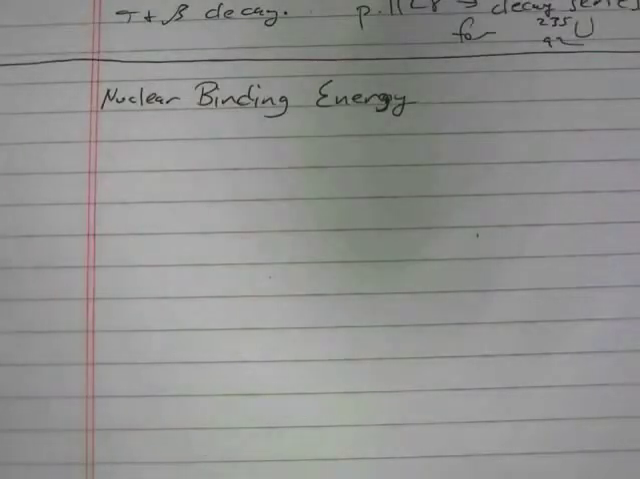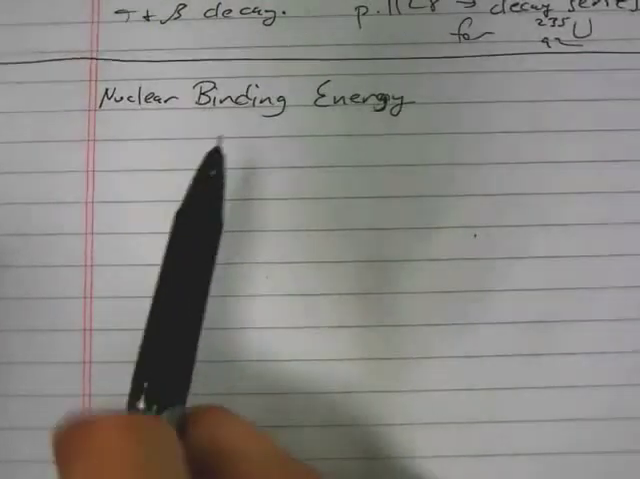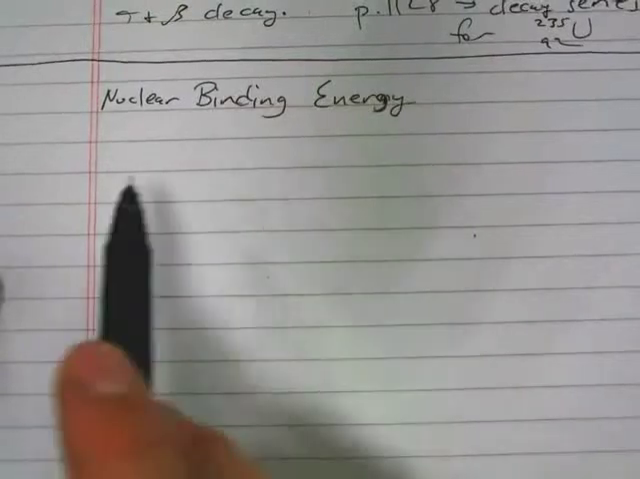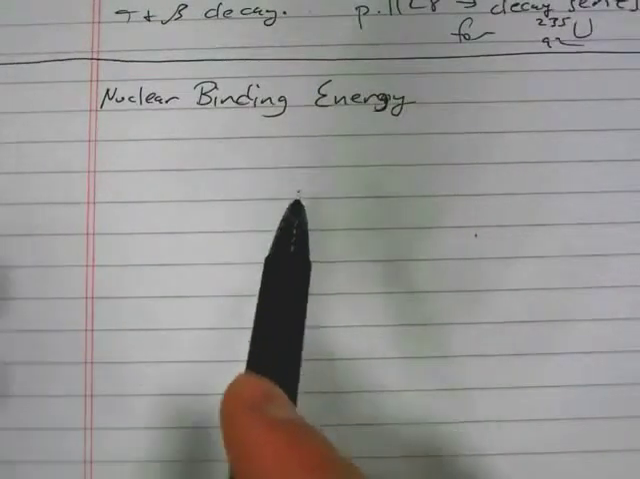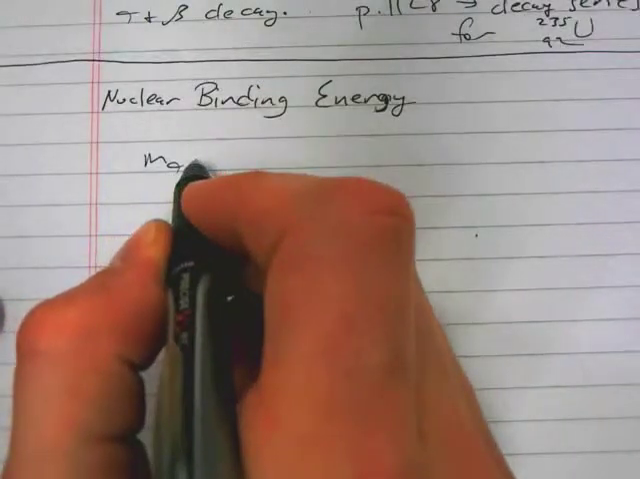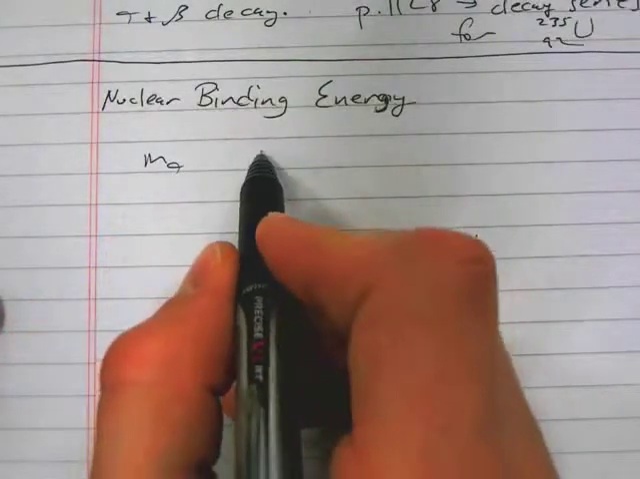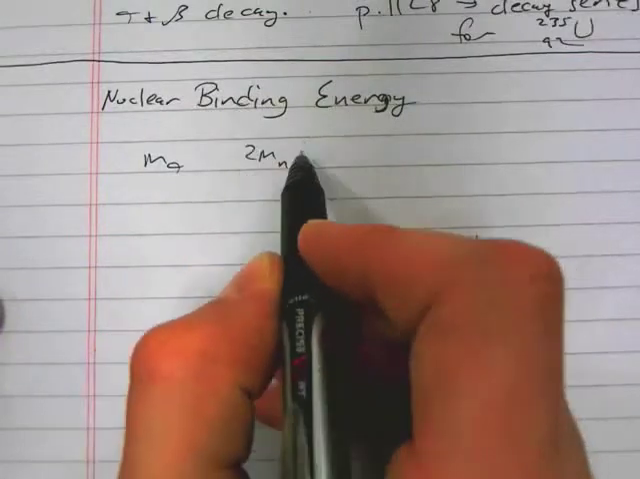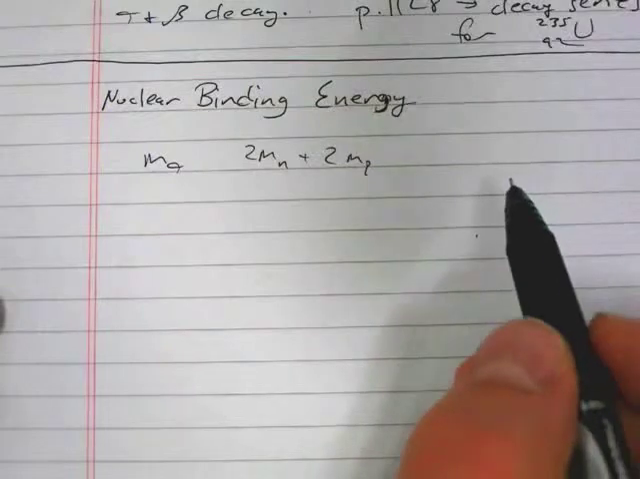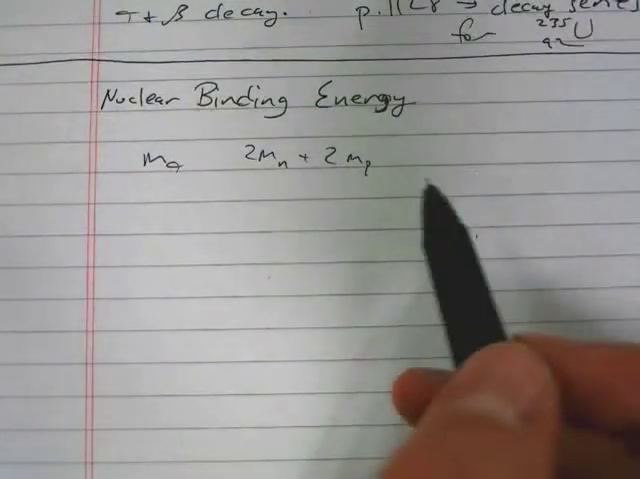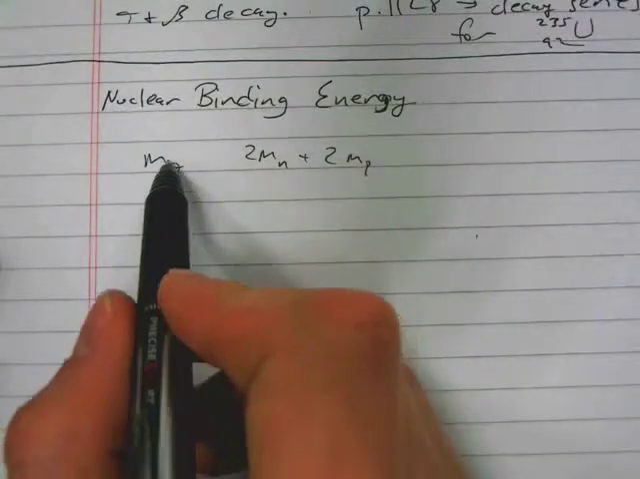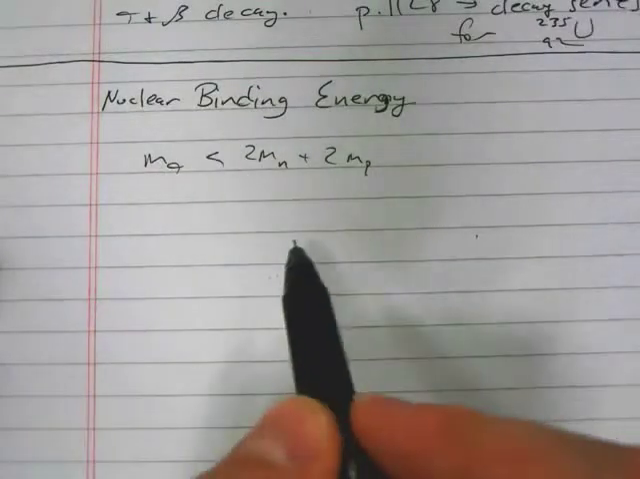We're going to look at what's called nuclear binding energy here. It turns out that the mass of a nucleus is actually less than the mass of the particles that make it up. For example, an alpha particle: we would expect the mass of the alpha particle to be equal to the mass of two neutrons plus the mass of two protons, because those are the particles that make up an alpha particle. However, the mass of the alpha particle altogether is actually less than the sum of those.